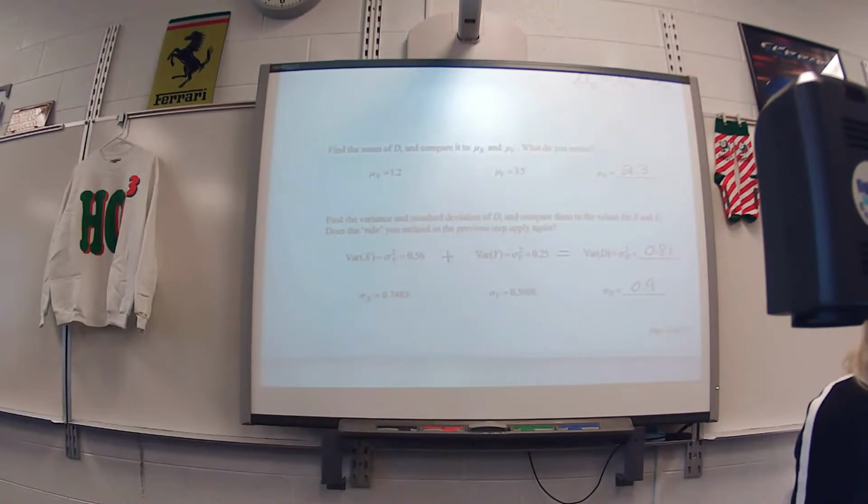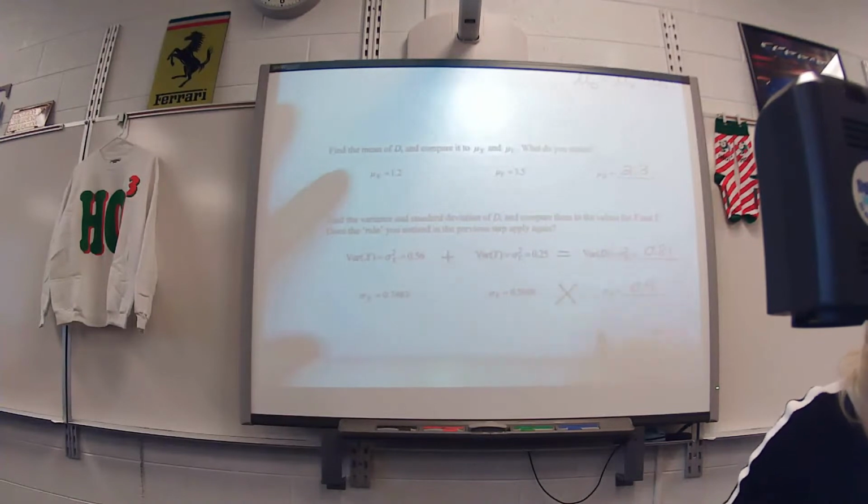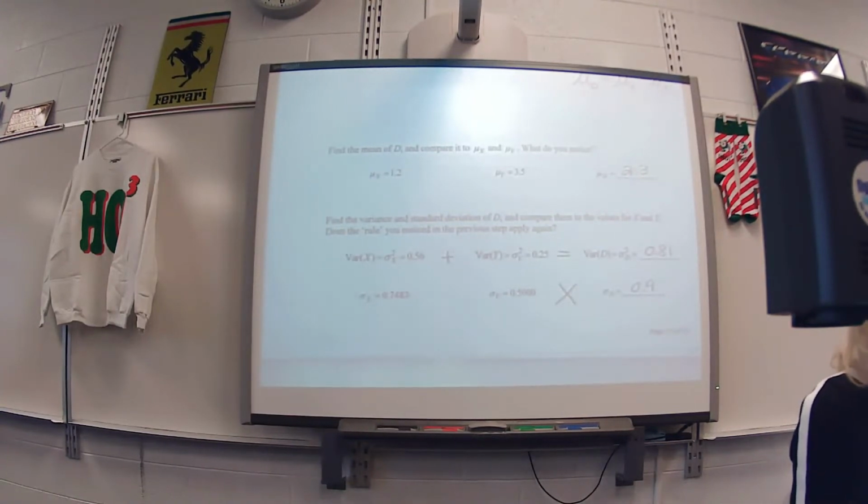You still add them. Even though you created the new random variable through subtraction, you still can't do anything with the standard deviations. You can't add them, you can't subtract them. They don't have a pattern there.